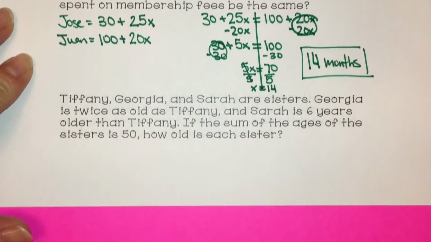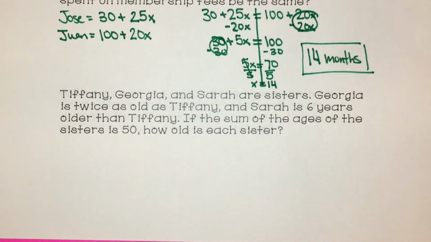All right, so let's try another one. Tiffany, Georgia, and Sarah are sisters. Georgia is twice as old as Tiffany, and Sarah is 6 years older than Tiffany. If the sum of the ages of the sisters is 50, how old is each sister?